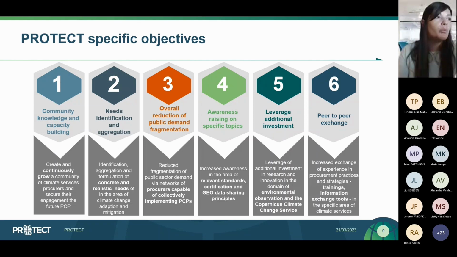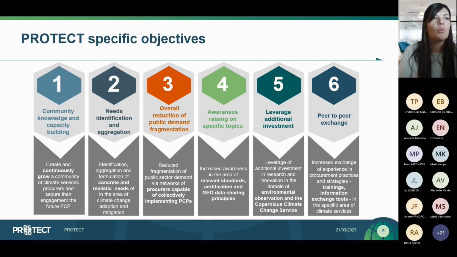Finally, we will also be raising your awareness on different topics, including relevant standards, certification, and geo data sharing principles, which is something very essential when you're dealing with Earth observation. And we will also use your input and your feedback on where your needs are and where you need to see more project funding and more money invested from the European level, in order to steer the development of new calls, new opportunities for PCP or any other innovation procurement approaches in the area of Earth observation and environmental observation.